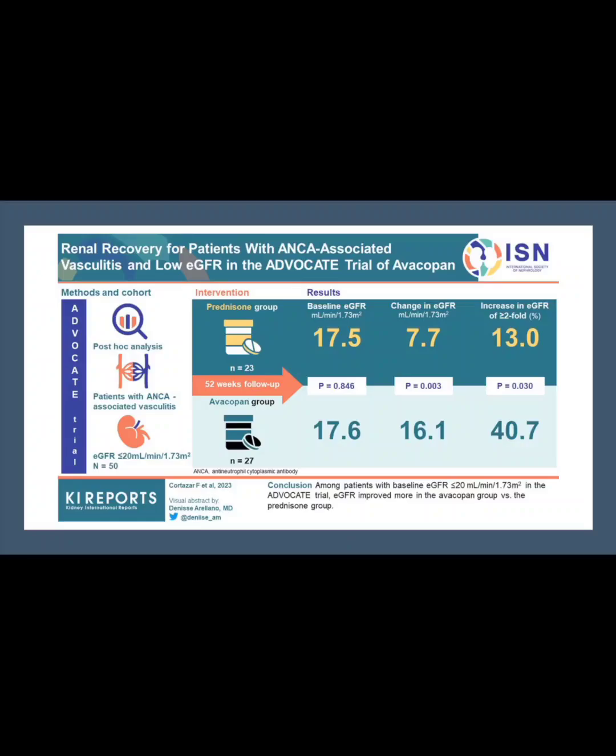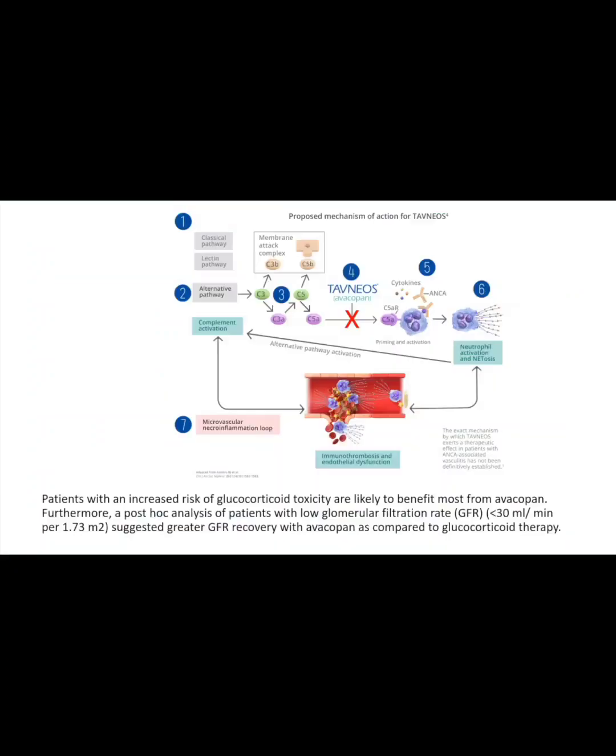The next important post-hoc analysis that came from the ADVOCATE trial was shown in this visual abstract below, where they found that those with a lower eGFR benefited from the use of avacopan, with a statistically significant change in eGFR and increase in eGFR of more than twofold.